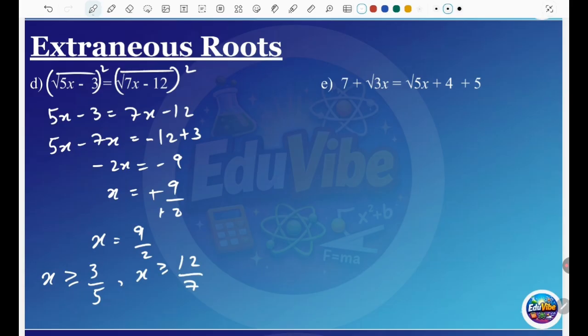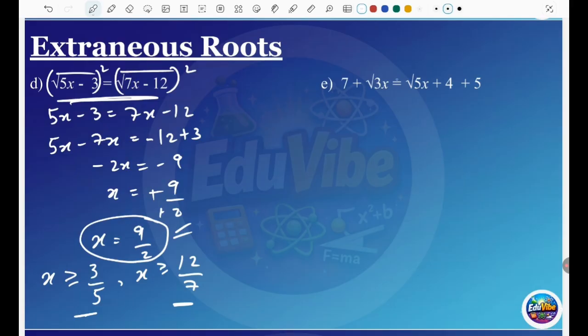So you have to check both restrictions. You have to put that 9 by 2 in that. When you put this, you will get the same answer on both sides. So this means that this is your answer. You can also check these things too. This also satisfies that expression, that s is equal to this. So that's the answer for that.